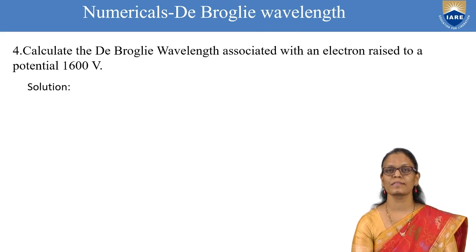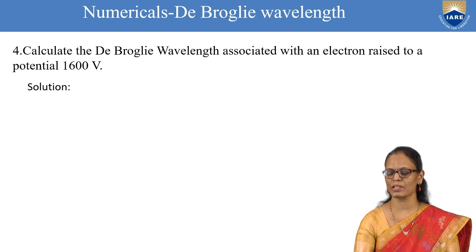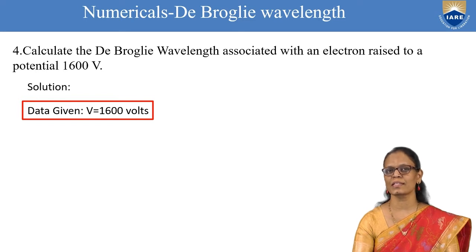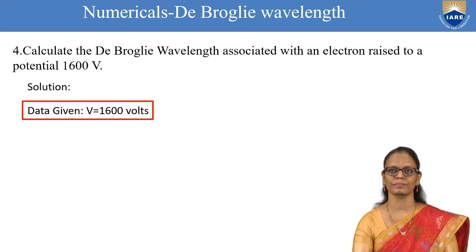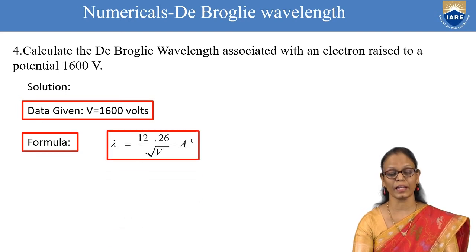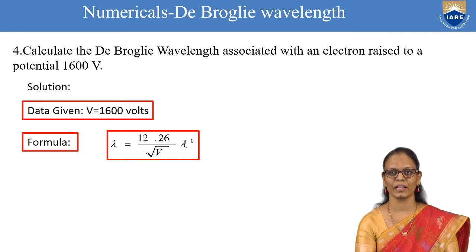Now the next one is calculate de Broglie wavelength associated with an electron raised to a potential of 1600 volt. So it's very simple. What is the data given? Only the voltage is given. The voltage is 1600 volts. And the formula you are going to use is again lambda is equal to 12.26 upon root V, that is the voltage, in angstroms.